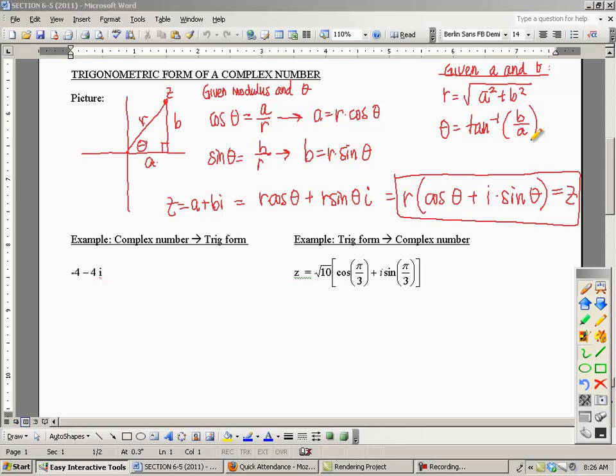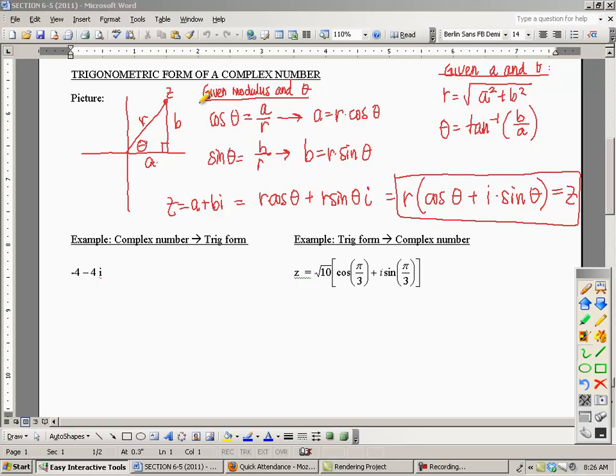If we're given the modulus and the angle, then we're going to have to use sines and cosines. But if we're given a and b, then we're going to find r and theta using the Pythagorean theorem and the tangent. Okay, and so this is kind of the process. Again, we're going to be going back and forth from complex form to trig form throughout the chapter. And so take a look. I'm going to give you an example of each.